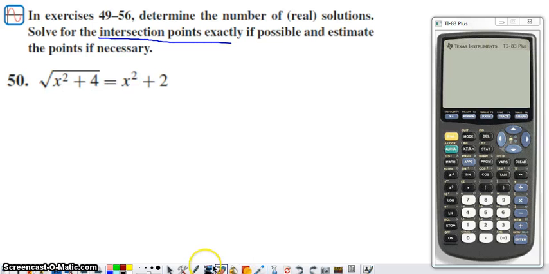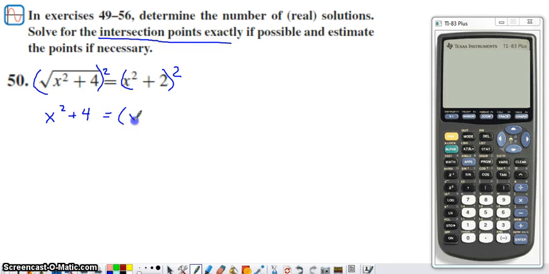So in order to solve this by hand, we're going to have to get rid of the root right away by squaring each side. If we square each side, the square root and the square cancel with each other and we're left with x squared plus 4. Now on the other side, you cannot distribute a square. You can't say that this is going to be x to the 4th plus 4.